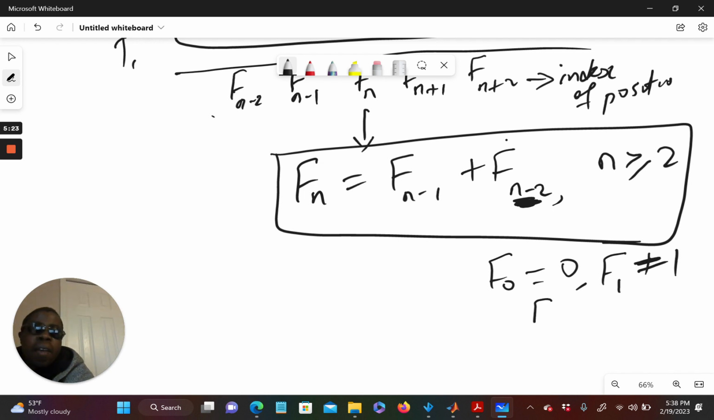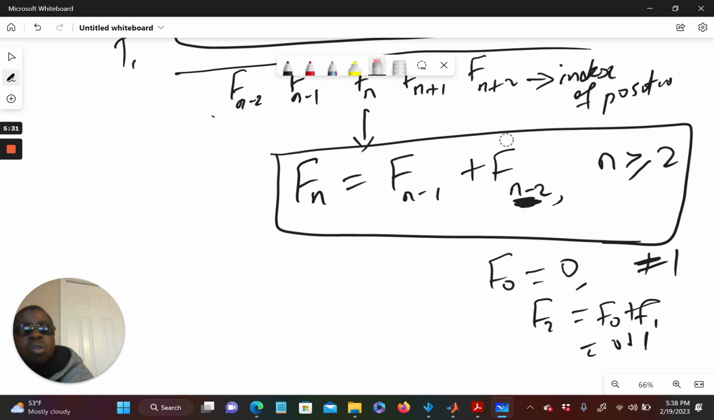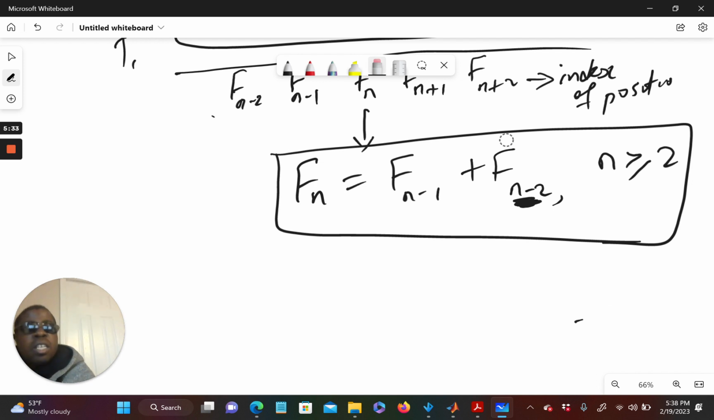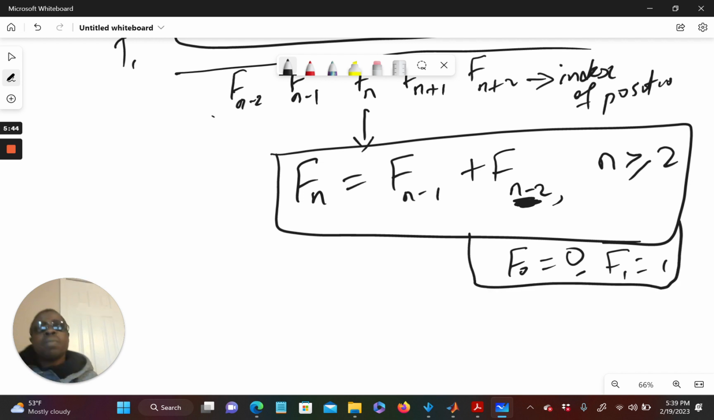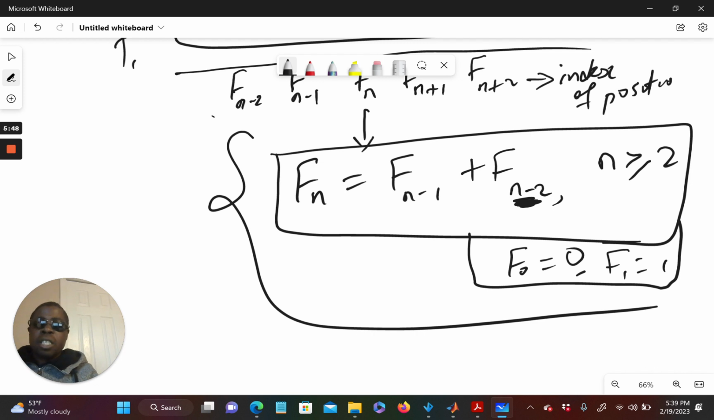So if I want to get my F2, F2 is going to be F0 plus F1, which is 0 plus 1, right? So you need to specify the restriction on n and the two initial conditions, F0 equals 0, F1 equals 1. So that is the complete definition of the Fibonacci sequence.